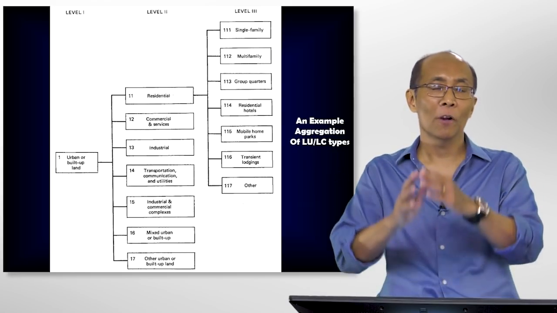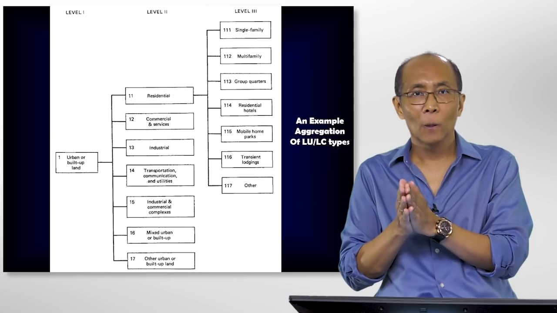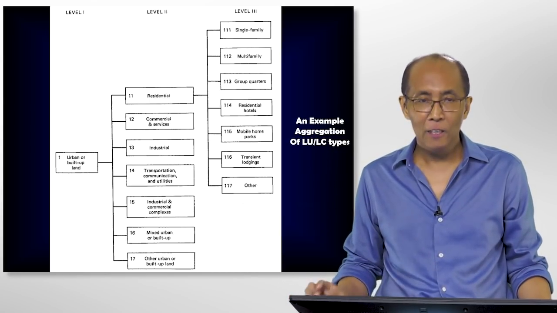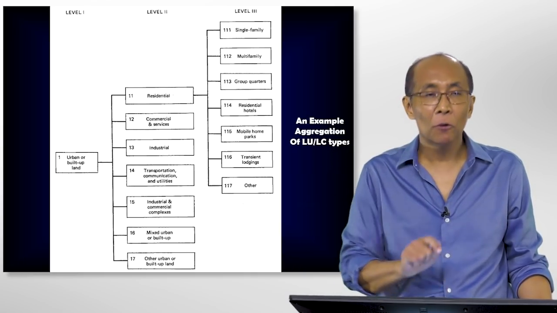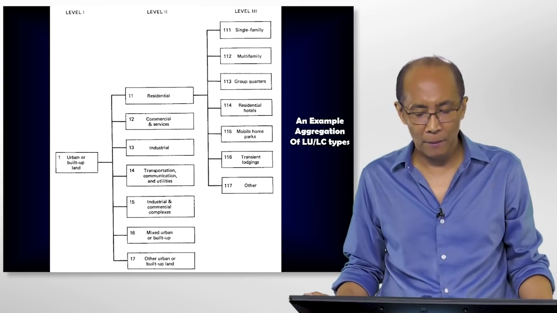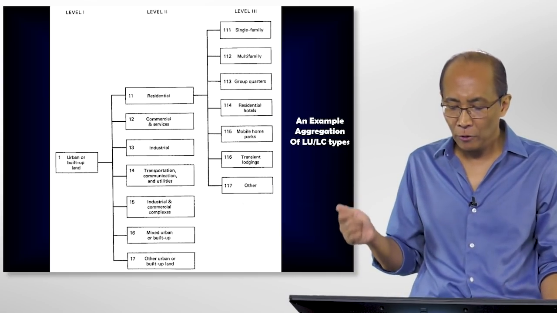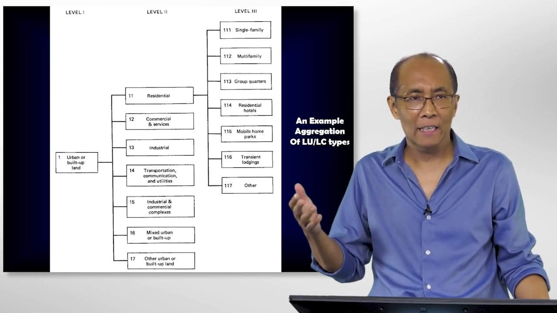Then when you go for an even smaller pixel size or a much larger scale air photo, or a small pixel size satellite image, even for residential area you'll be able to identify single family houses, multiple family houses, group quarters, residential hotels, mobile home and transient lodgings, and so on.